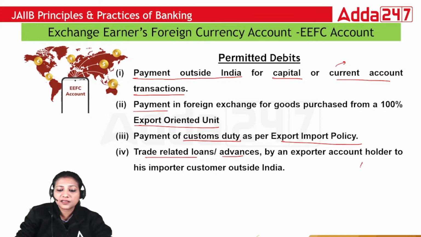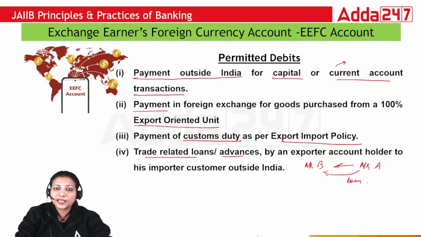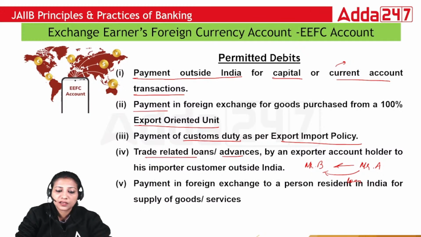As in the previous example, as I told you, Mr. A, if he is an Indian exporter and he is giving any advance to Mr. B, then he will give that, not advance, this is the loan which he is giving to Mr. B, and that can be debited from their EFC account, and the credit will also come into the EFC account, that is Exchange Earners Foreign Currency account.